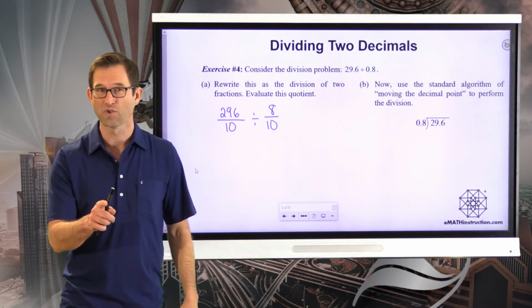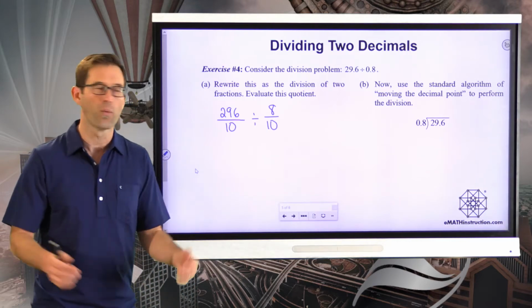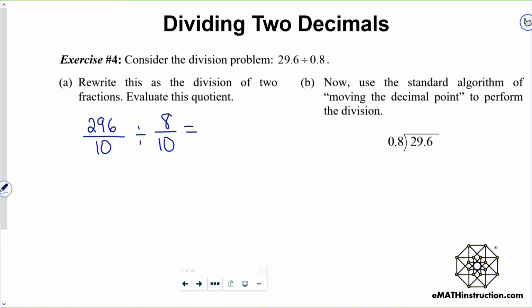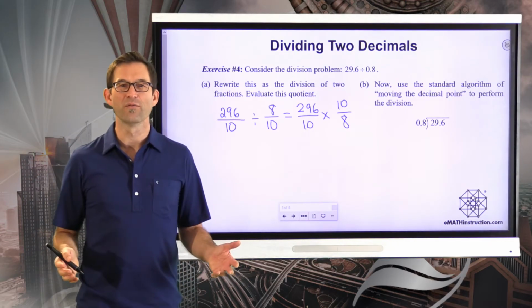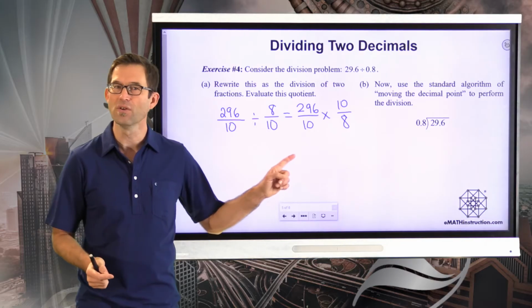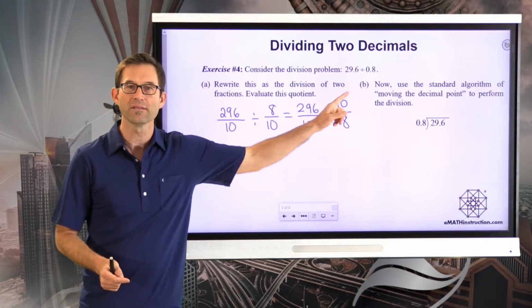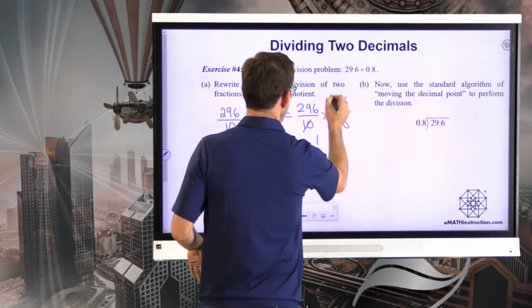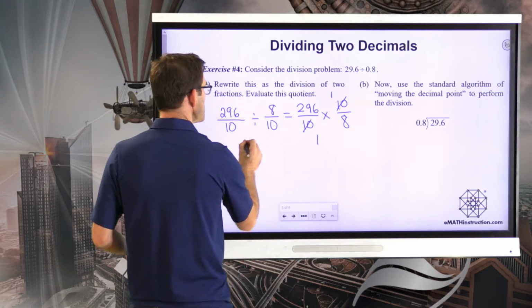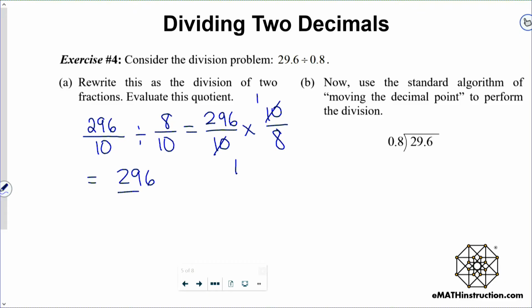Now we can keep change flip, whatever, and we can rewrite this as 296 divided by 10 times 10 divided by 8. Now, if we're looking to multiply 2 fractions and use a little cross cancellation, you don't get any better than this because the 10s cancel each other out, right? Giving us 1 and 1, and that gives us 296 divided by 8.